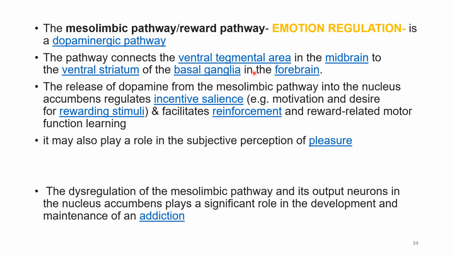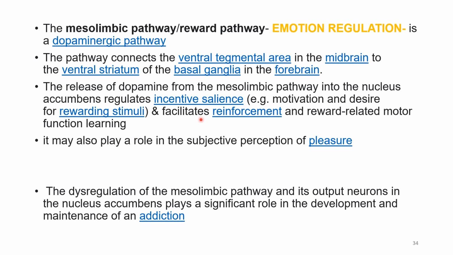The pathway connects the ventral tegmental area, which is present in the midbrain, to the ventral striatum of the basal ganglia, which is present in the forebrain. So there is a connection between the midbrain and forebrain. The release of dopamine from the mesolimbic pathway into the nucleus accumbens regulates incentive salience, that is motivation and desire for rewarding stimuli, and facilitates reinforcement and reward related motor function learning.